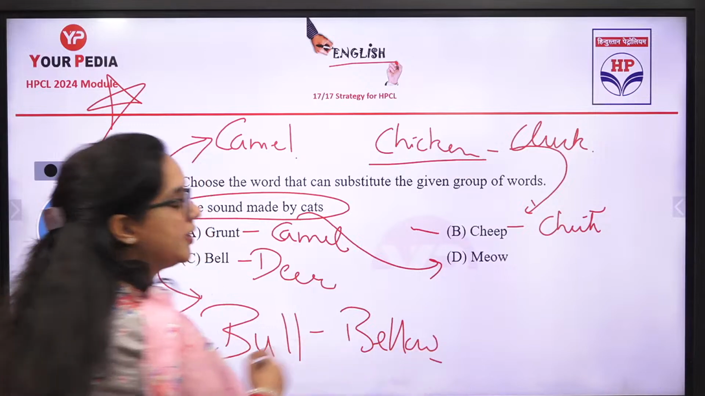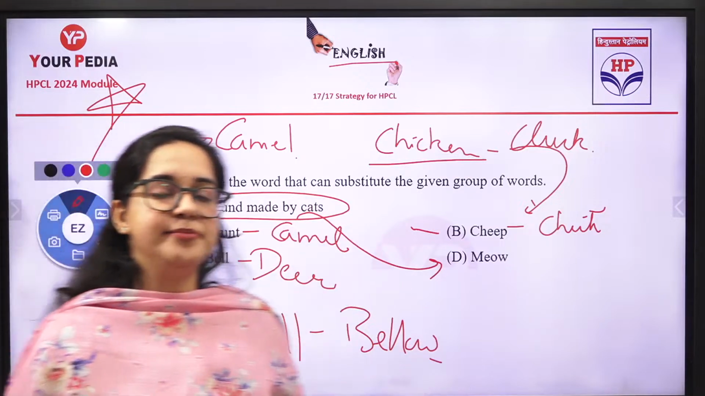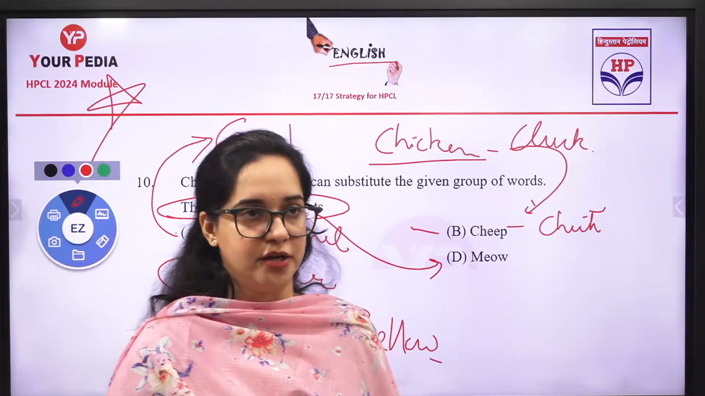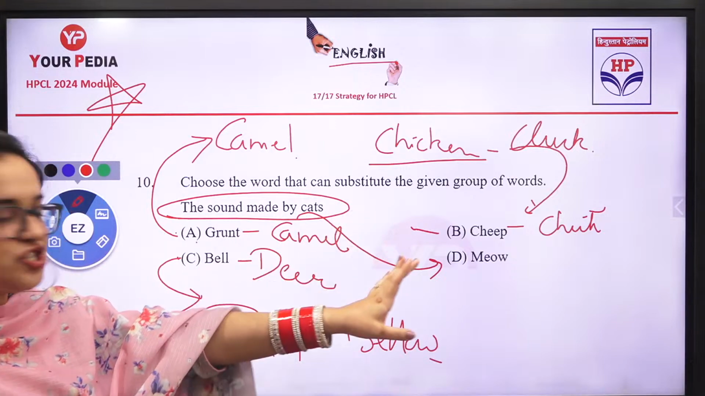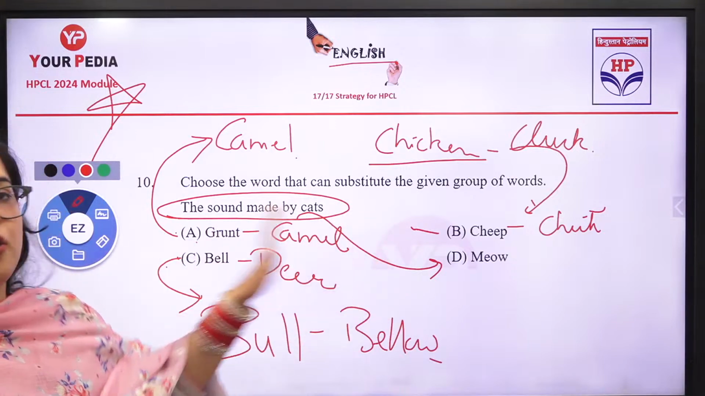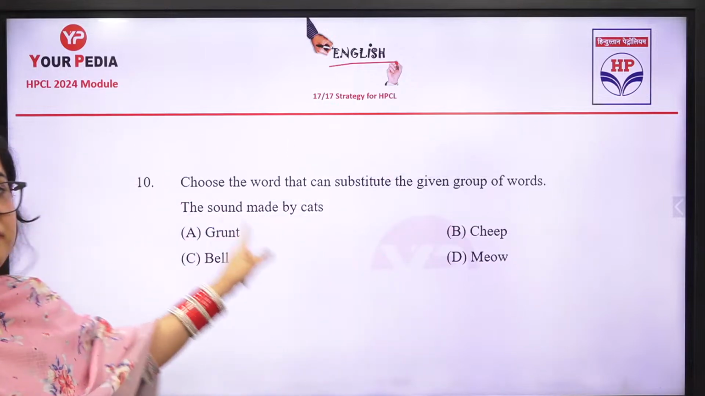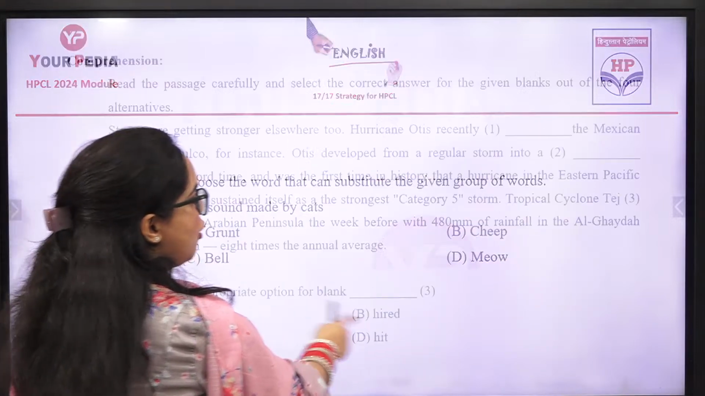Bellow. Okay. So you should be aware about the other meanings also, because sometimes such questions do come in your examination. The options can be repeated. So you have to understand the options. Grunt is by camel, cheep is by chick, bell is by deer, meow is by cats. So these are the sounds which are made by the animals. Whenever we do something, it's not about one thing. You have to study the options along with me.